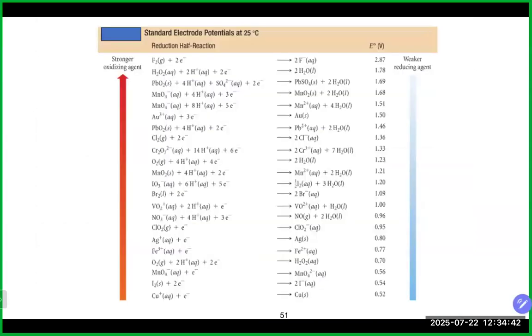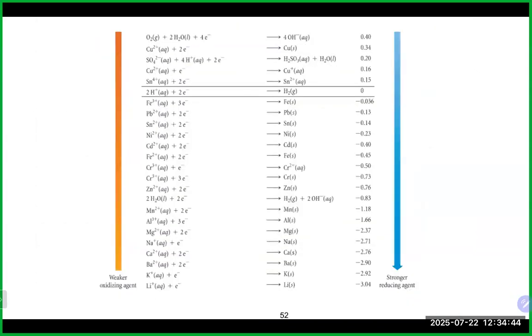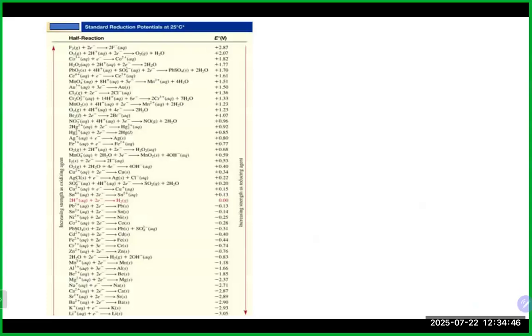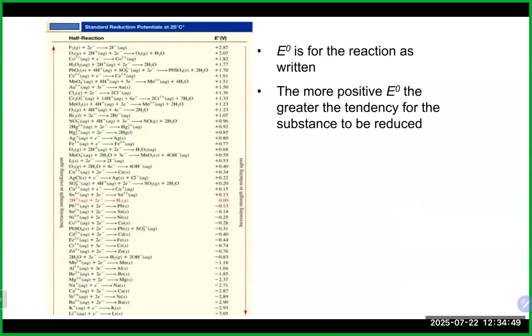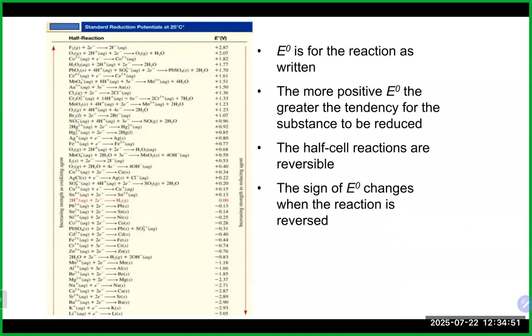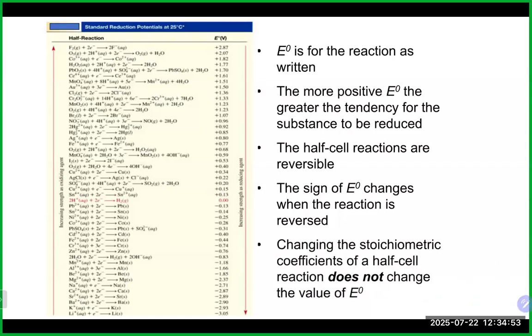All right, and let's just take a little closer look at this table and some of the important things that you find on the table. First off, the E value is written for the reaction as it is written. So as I just mentioned a second ago, technically speaking, if you were to write the oxidation half reaction, you really should flip the E value that you find.